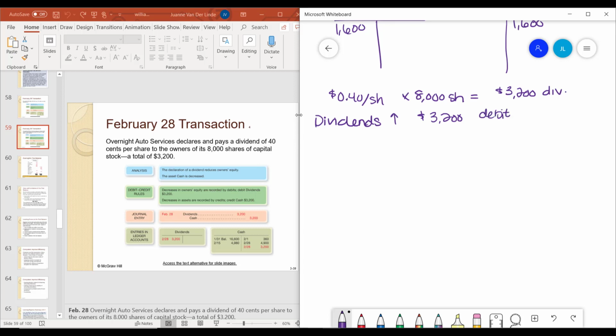And it says we declared and paid the dividend, right? So how do you pay things? You pay for things in cash. And since we're paying these dividends in cash, that's a decrease to cash in the amount of $3,200. And we decrease cash with a credit since it's an asset. So debits before credits. I'm going to debit the dividends account for $3,200. Skip a line, indent, and then I'm going to credit cash for $3,200 as well.